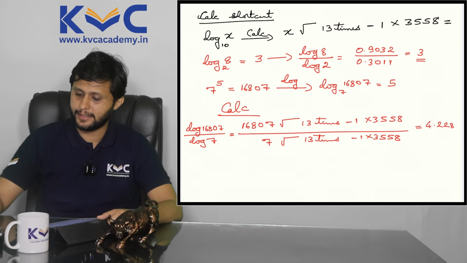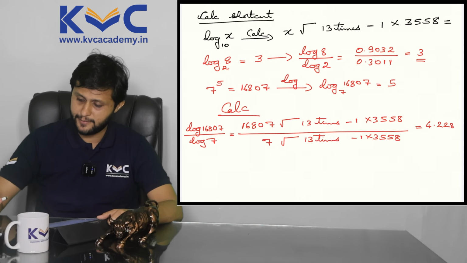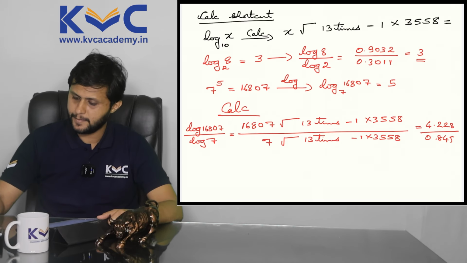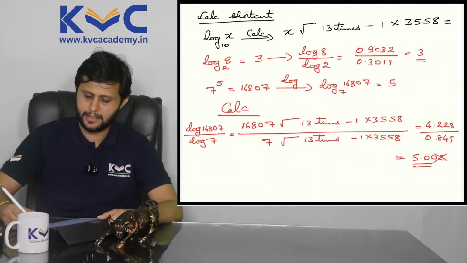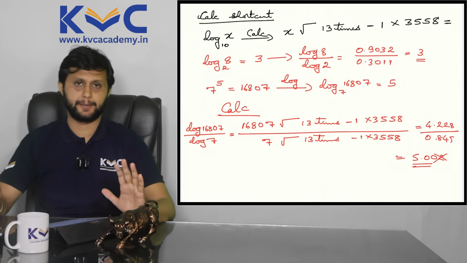Okay, now I'll do the denominator. 7, square root 13 times, 1, 2, 3, 4, 5, 6, 7, 8, 9, 10, 11, 12, 13, minus 1 into 3558. I get 0.845. Okay, then I will divide. I get 5.002. Ignore this. Answer is equal to 5.